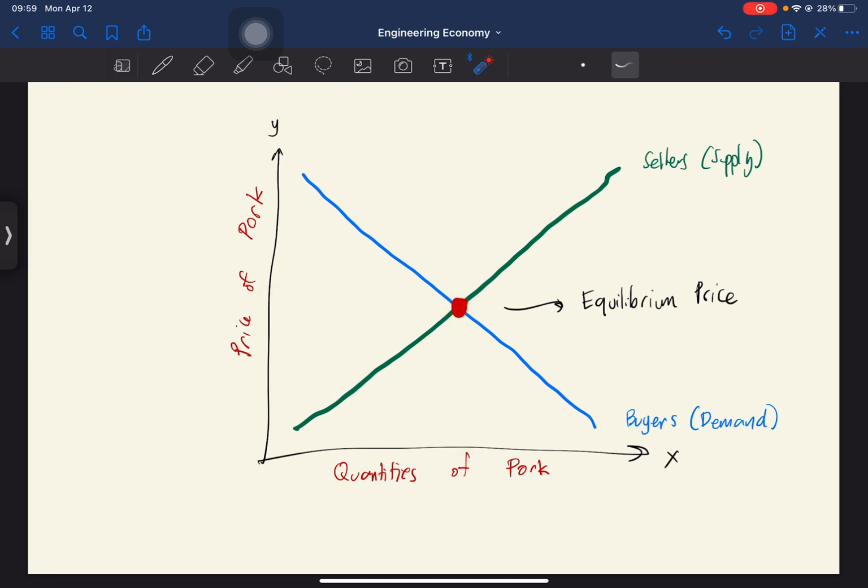Okay? So, paano naman if the price is very high? Let's say ang price ng pork is at this point. Ito yung price niya. At that price, ang daming magpo-produce ng pork kasi ang taas ng bentahan. But the demand will be very low kasi ang mahal. So, ano mangyayari? Magkakaroon ng ang daming supply ng baboy sa market.